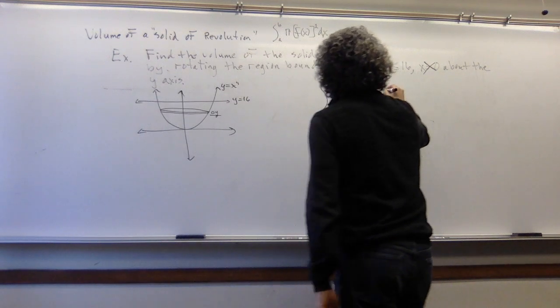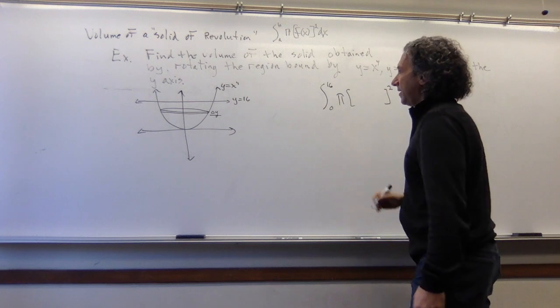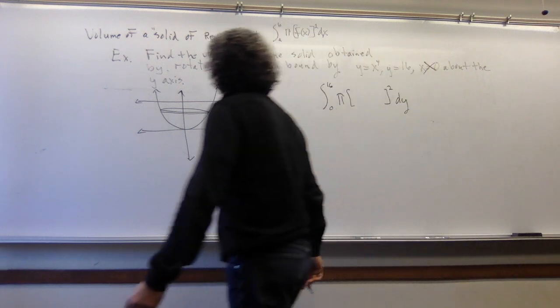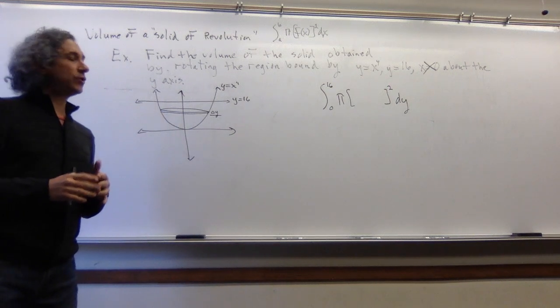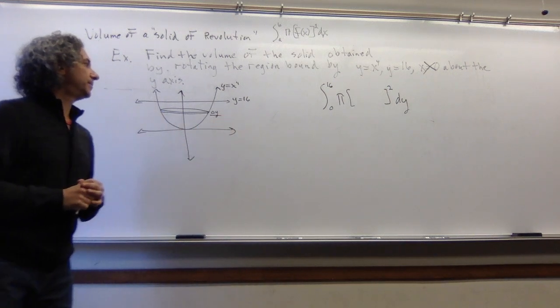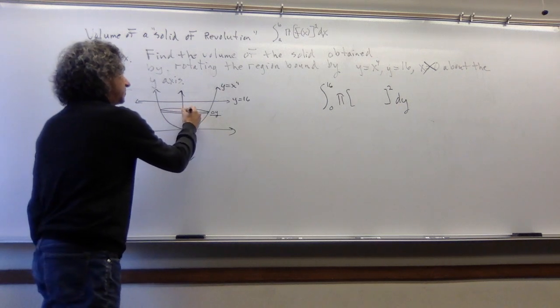I'm still going to need my pi r squared. We'll take care of that in a second. But the delta y is going to translate into dy when I convert my Riemann sum into the integral. So what is this radius?